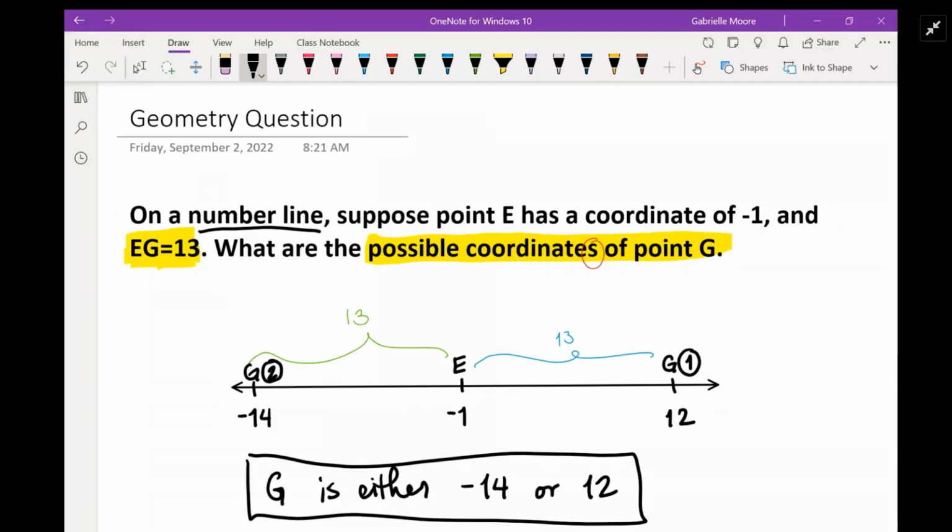Okay, so that's how we would approach this problem and ultimately come up with the possible coordinates for point G on a number line. All right, so I hope this helps, and let us know if you have any other questions.